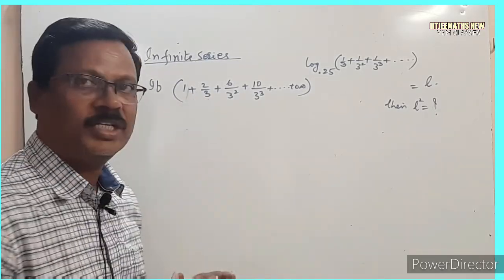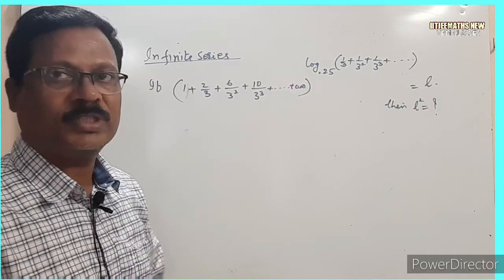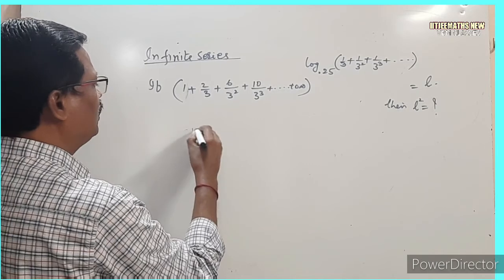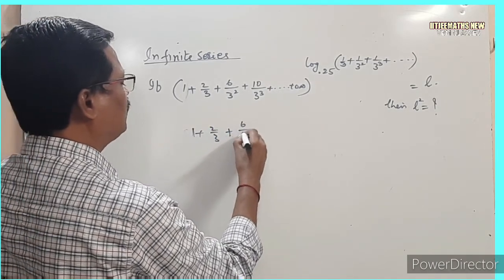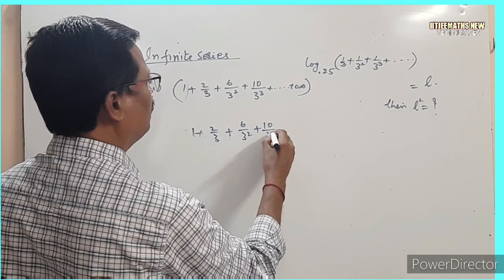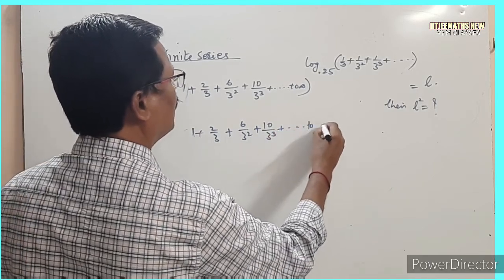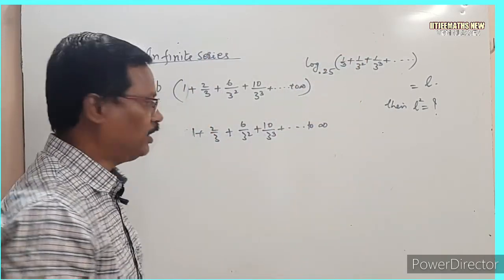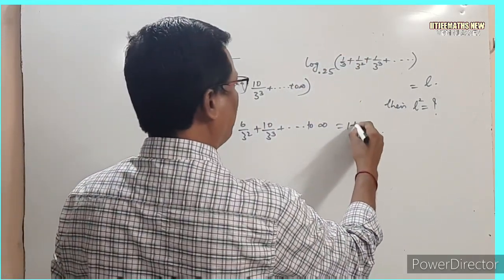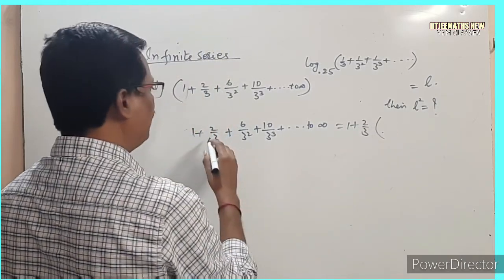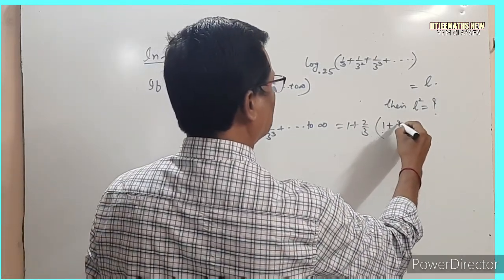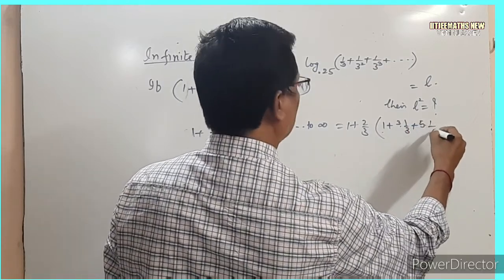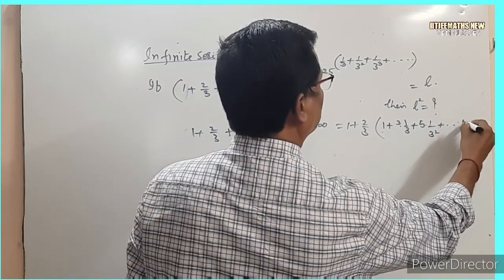Okay. Now what about this one? This is converted easily into an infinite AGP series. Now first let us see this base. What is the base they given? 1 plus 2 by 3 plus 6 by 3 square plus 10 by 3 cube, go on up to infinity. Let us simplify the base. Then let us simplify the exponent. Now here I am writing 1 plus 2 by 3 is common. If I take 2 by 3 common, 1 plus 3 into 1 by 3 plus 5 into 1 by 3 square, go on like this up to infinity.